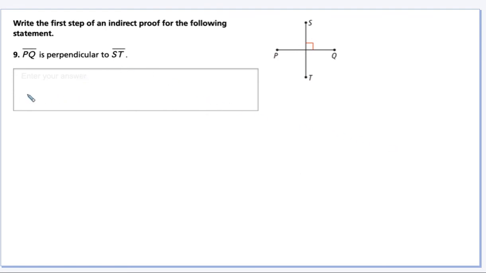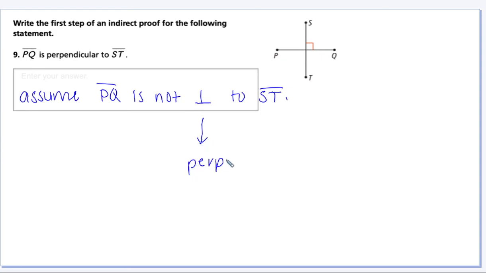So write the first step here in an indirect proof. PQ is perpendicular to ST. We would start off by assuming that PQ is not perpendicular to ST. Just a heads up, that little upside down T means perpendicular, if you weren't sure before. Okay, so that's going to wrap up 1.8 for us.